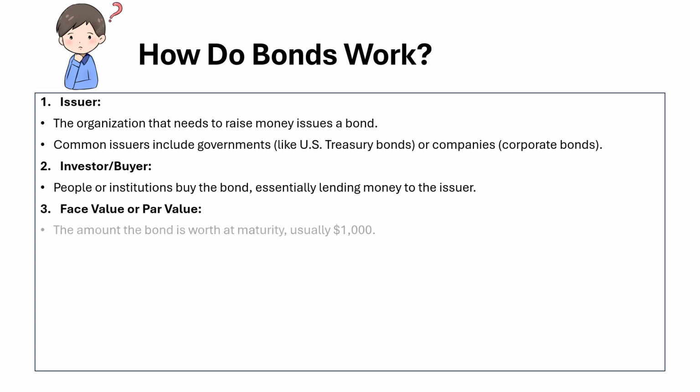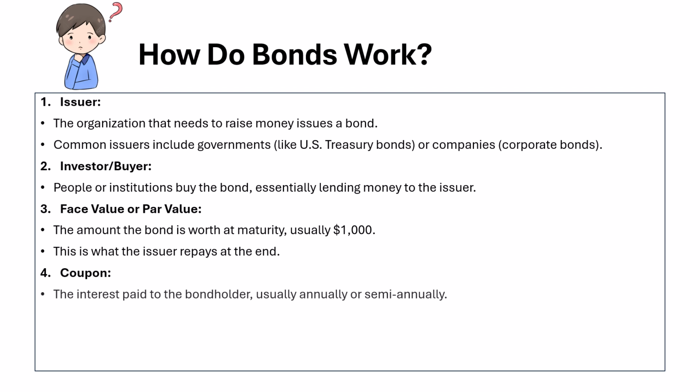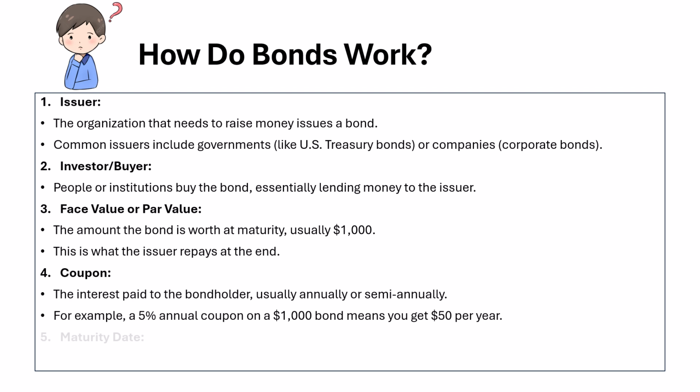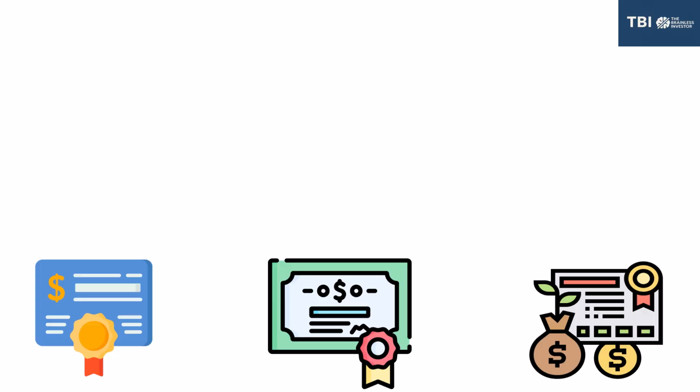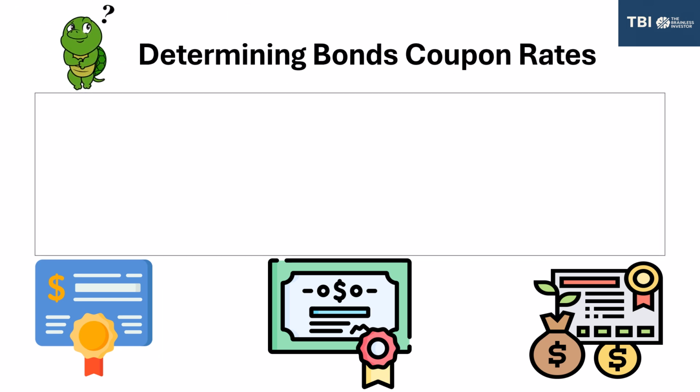Third, face value or par value. The amount the bond is worth at maturity, usually 1,000 US dollars. This is what the issuer repays at the end. The fourth one is coupon. The interest paid to the bondholder, usually annually or semi-annually. For example, a 5% annual coupon on a $1,000 bond means you get $50 per year. And then the fifth one is maturity date, the date when the issuer repays the full face value of the bond to the investor.